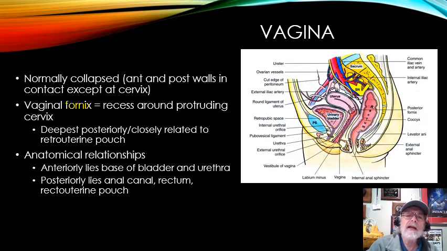Okay, and again, that fornix, that deepest portion, if I was to try to be really cautious, back in here, a little corner right there, and a little corner right there. So we actually have an anterior and a posterior fornix right in this area. Right there and right there. That's where the fornix would be. Again, the anatomical relationship of the vagina is it's posterior to the bladder, so the bladder is here, and anterior to the rectum.